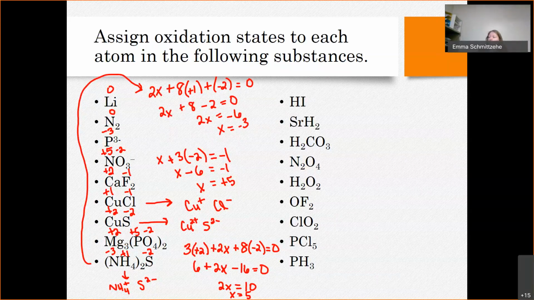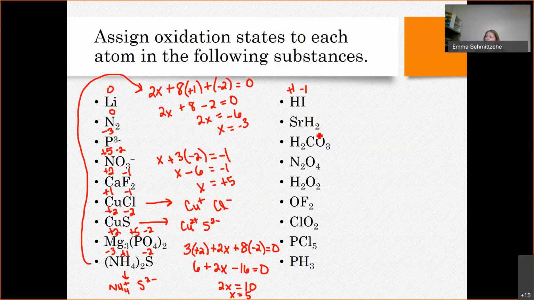So hopefully you're getting the idea here. And so this other set, I'll probably go a little bit quicker on. So next one, I've got HI. So hydrogen is with a nonmetal, so it's got to be +1. And then you can narrow down what I is based on that it needs to sum to 0 because this is neutral. So +1 would combine with -1 because there's just one of each of those to give you 0.